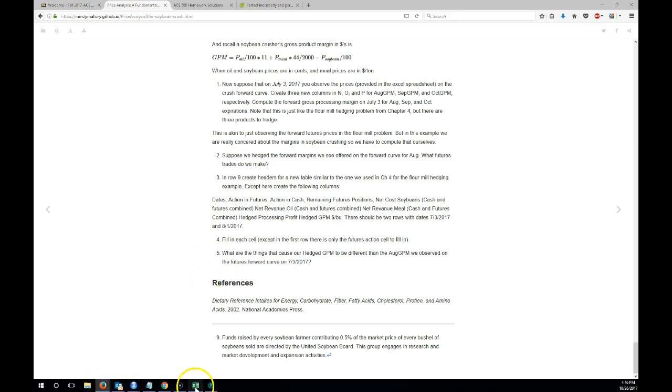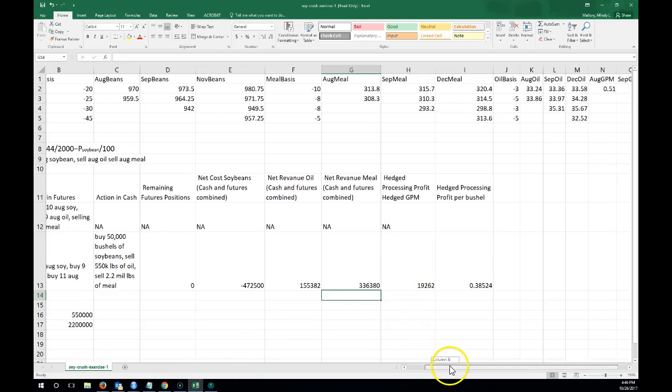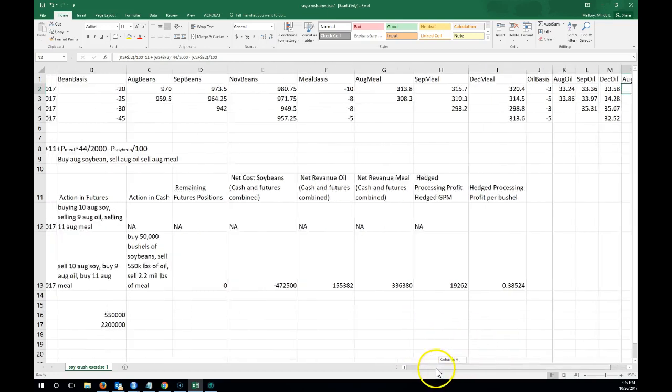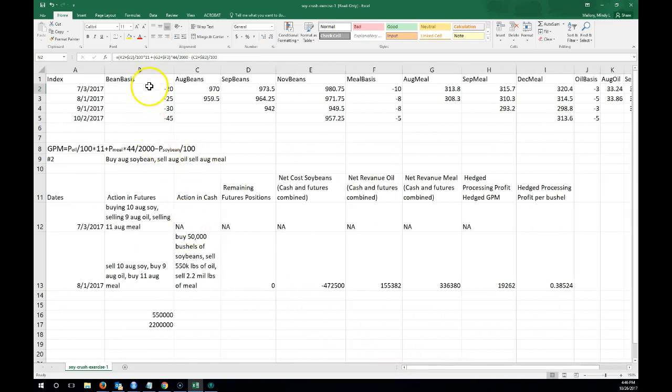And in particular, I'm going to switch back to the Excel sheet. When we were placing our hedge on July 1st, we expected to see this gross processing margin, and we placed a hedge, so it should be pretty close, unless we're getting a lot of uncertainty coming in from the few places that it comes in. So where do we get imperfectness in our hedge from? Well, we know that basis uncertainty will cause our hedge to be less effective, and we have 3 bases here to worry about. We've got a bean basis, a meal basis, and an oil basis.